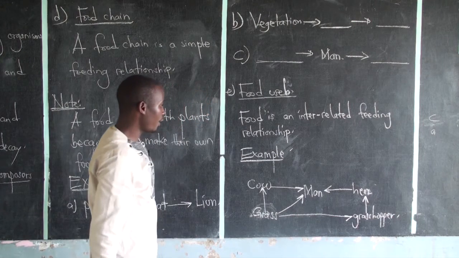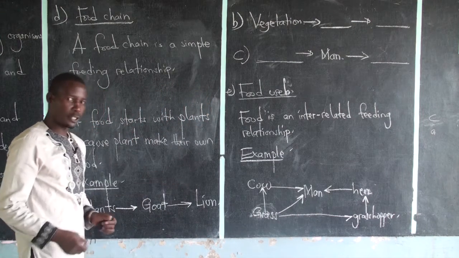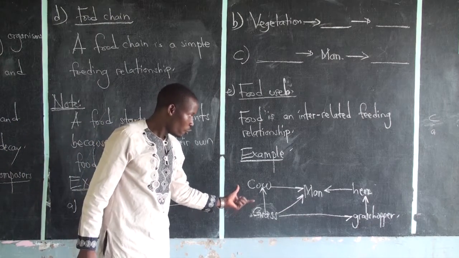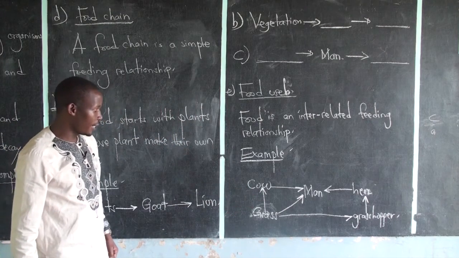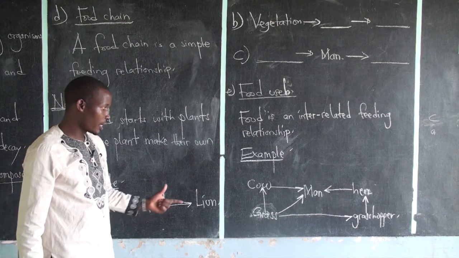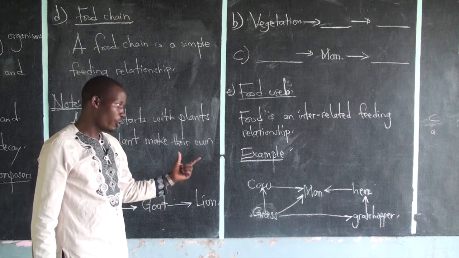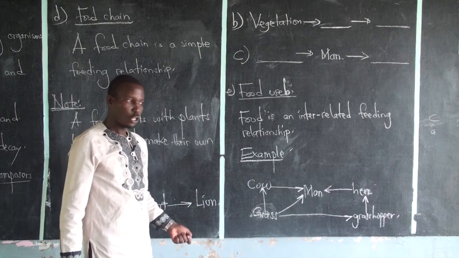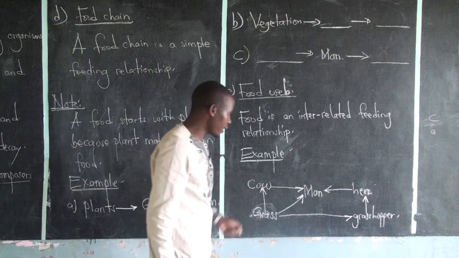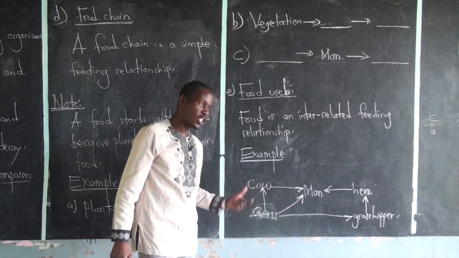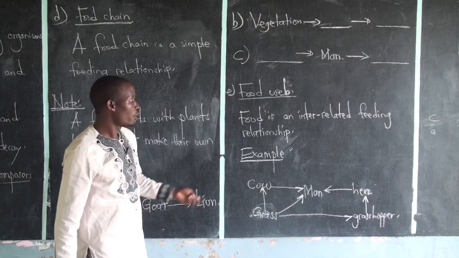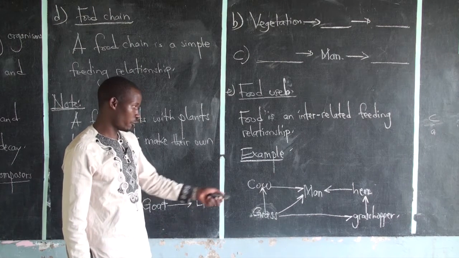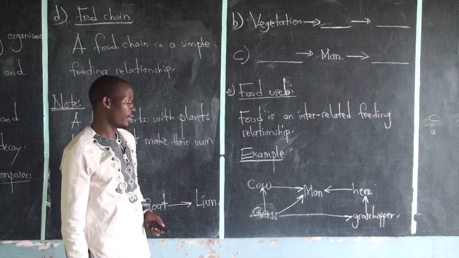One more. For this, let me leave you to complete it. What do you think we can add here more? Add an arrow here. Remember, from what is eaten to what eats. So you can be asked to complete this feeding relationship. You are left to add the arrow there, and then we see what's remaining.